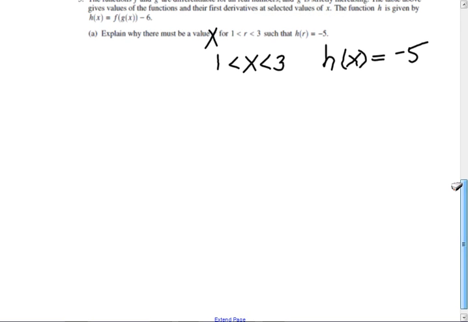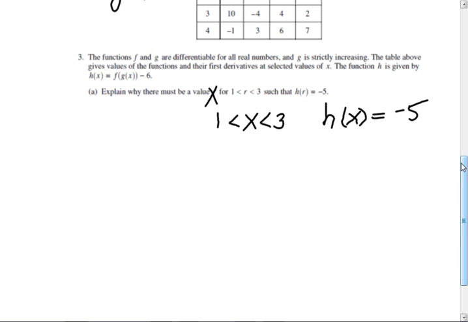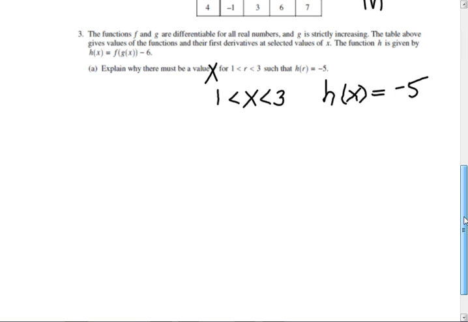Intermediate value theorem. So if you think of these as temperatures, the temperature at some time is 5 below 0. Well, if it started at 10 below and went to 10 above, didn't it have to go through -5 sometime? Now, I don't know when. That might bother you, but I don't care. I just want to show that it had to be -5. So it's the intermediate value theorem.